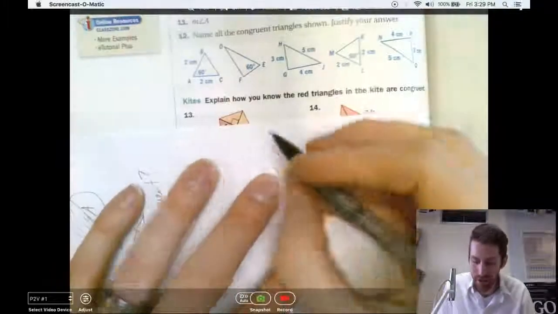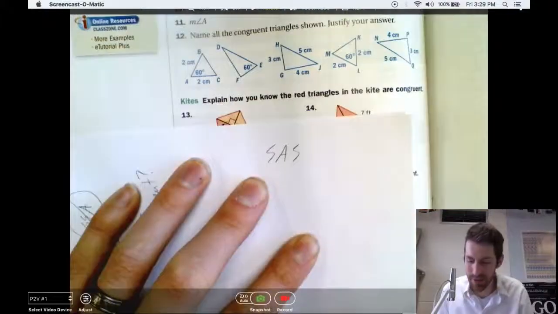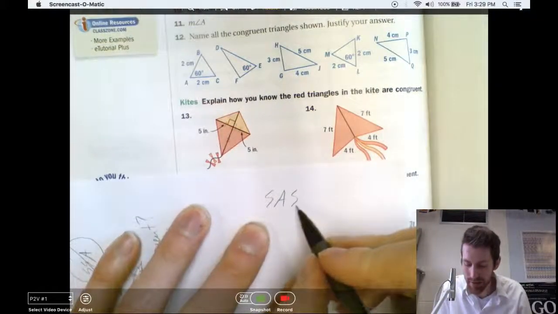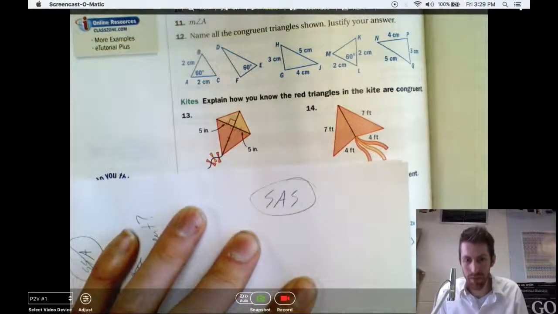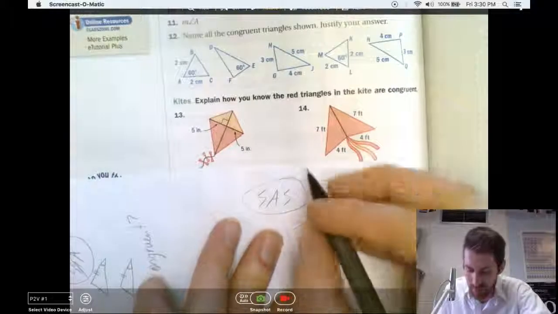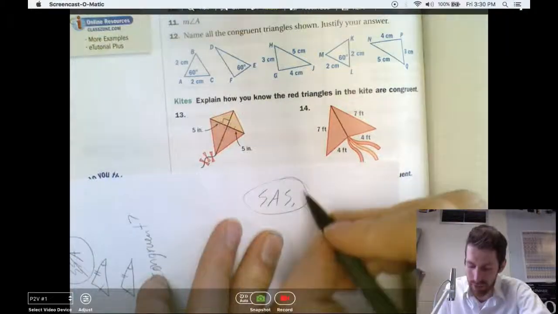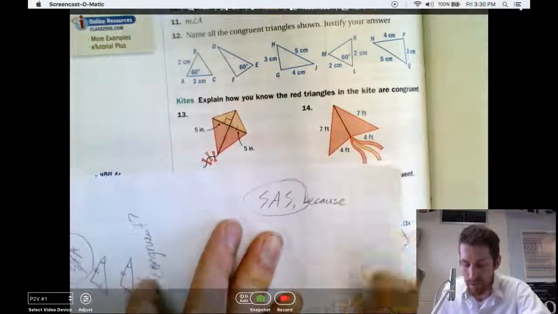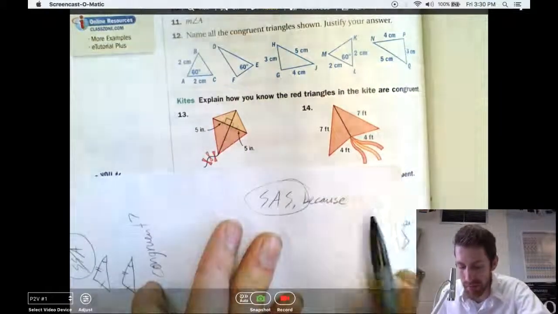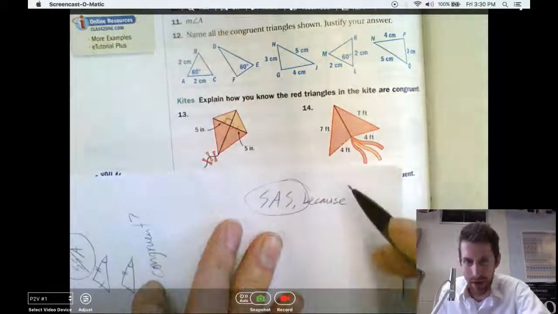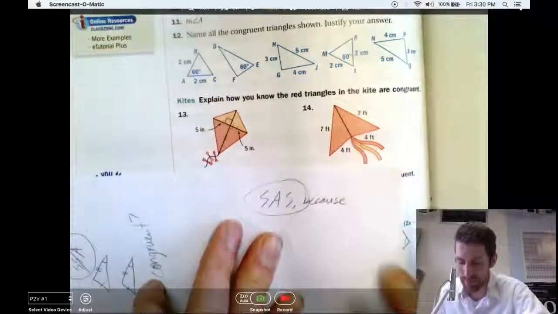Explain how you know. Your answer can just say SAS. Explain how you know the red triangles are congruent. SAS. That's it. Actually, you should probably say side, angle, side because, and I'll just say this instead of right, because right angles are the same and they share a common side.